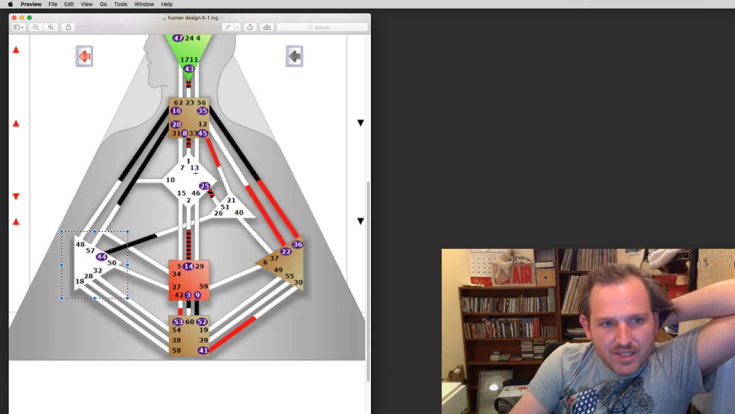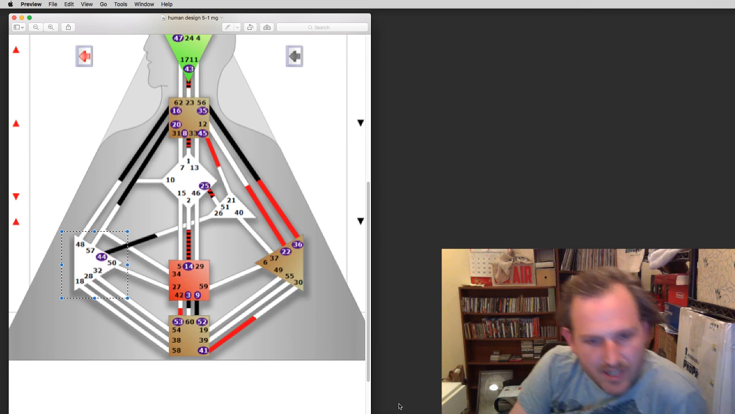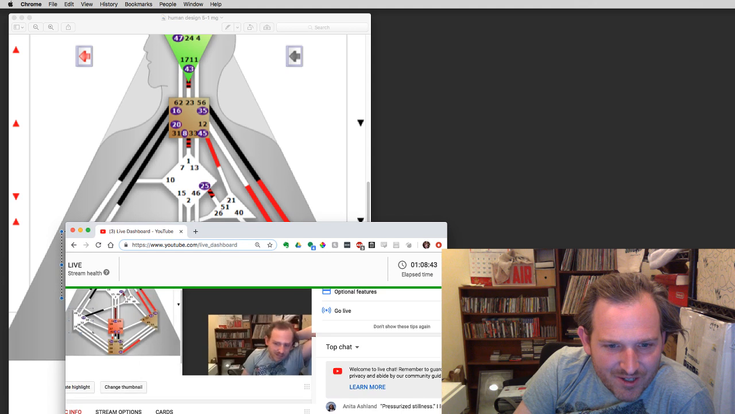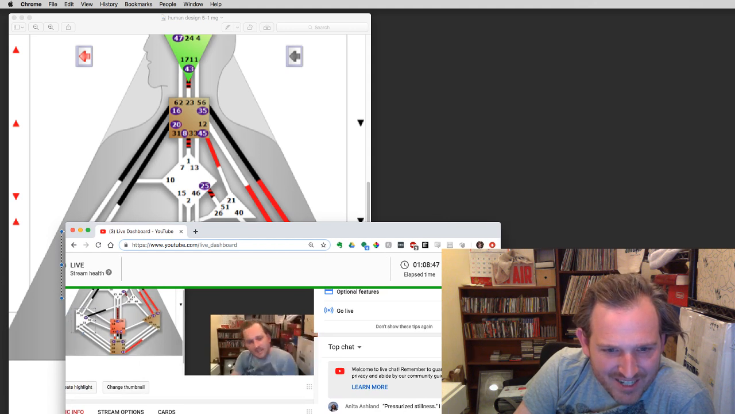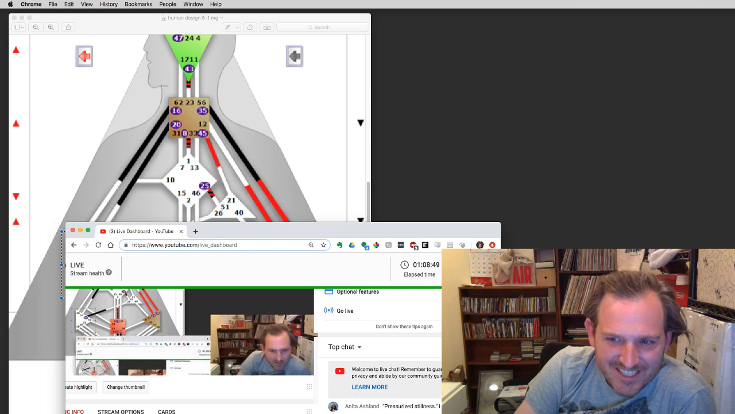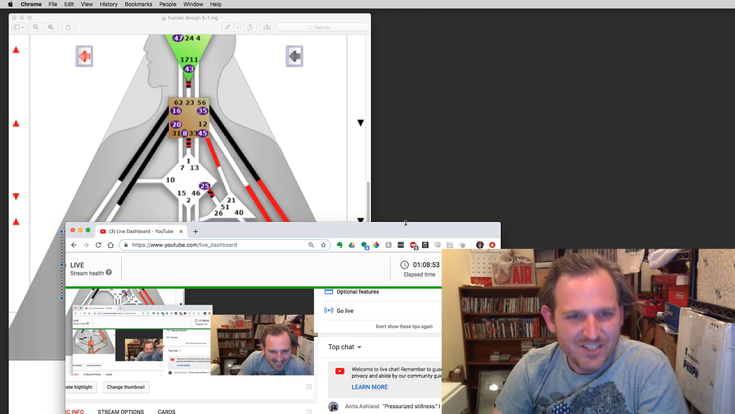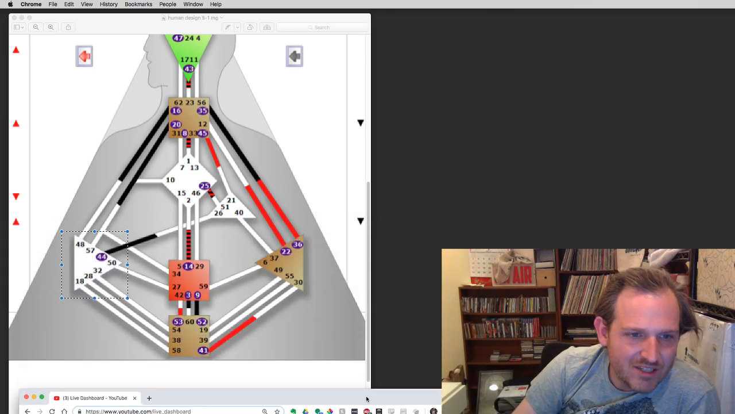So let's look at some of the gates. I know this is getting kind of long, but we're going to look at some of the gates in particular. Oh, there we are. Sorry, I've been missing out on all the comments here.